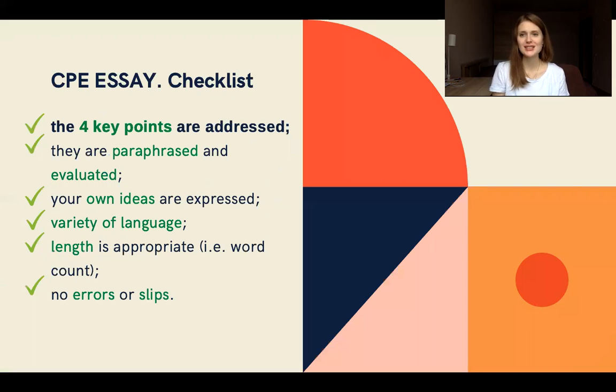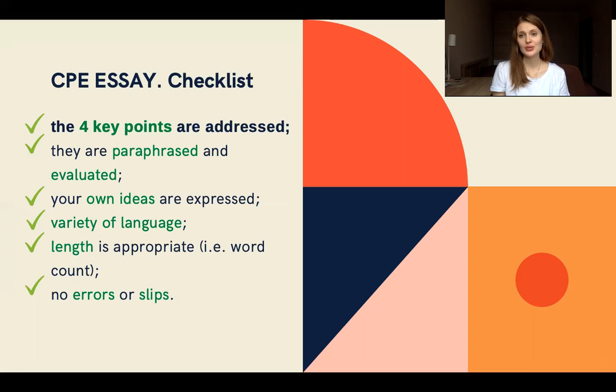This is the checklist I suggest that you look at after you have finished writing your essay. And again, the first line, you have to address all the 4 key points that you remember. You underline them at the very beginning of the task. Number 2, you paraphrased and evaluated them. So I suggest doing this in separate paragraphs. Then you expressed your own ideas in the third body paragraph.